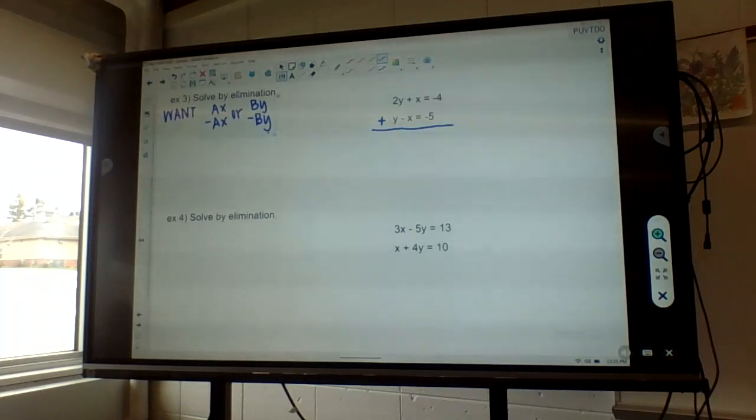So when I go to add these equations together, if you look, I have a negative x and a positive x. Those two would cancel if I added these equations together. But that means I also need to add the other parts. So 2y and 1y is 3y. Negative 4 and negative 5 is a negative 9.